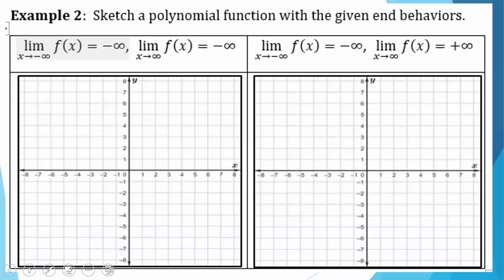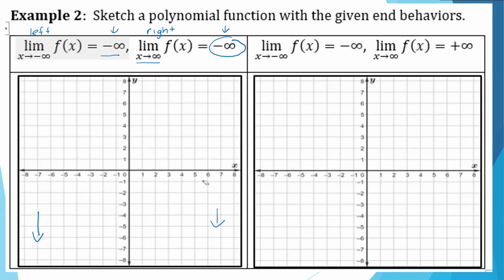Sketch a polynomial function with the given end behavior. Okay, so what is my end behavior here? As x goes towards negative infinity, my function goes what? Towards negative. So this tells me what? The left side is going down, right? What does this tell me? On the right side, positive infinity, my graph is going what? Down.